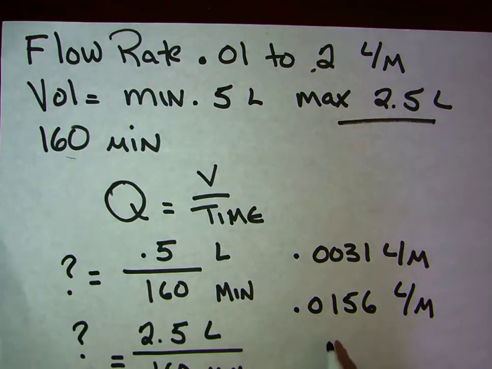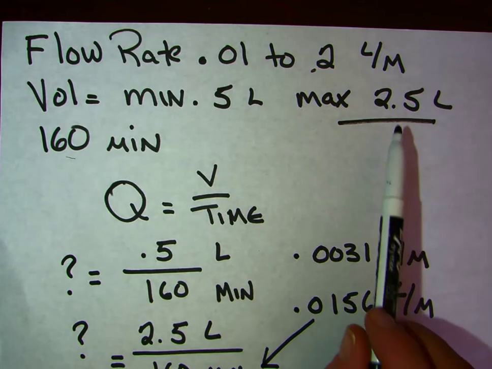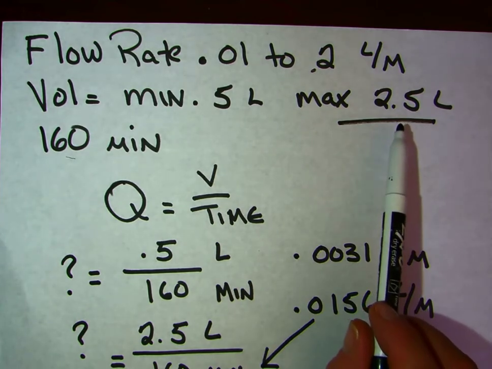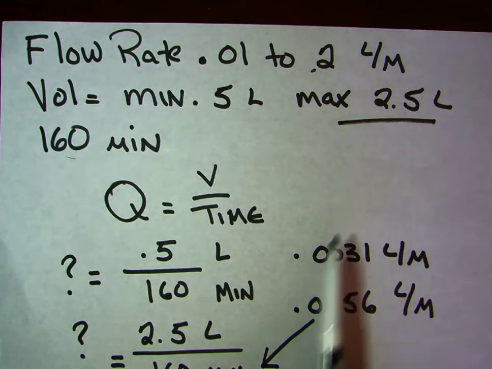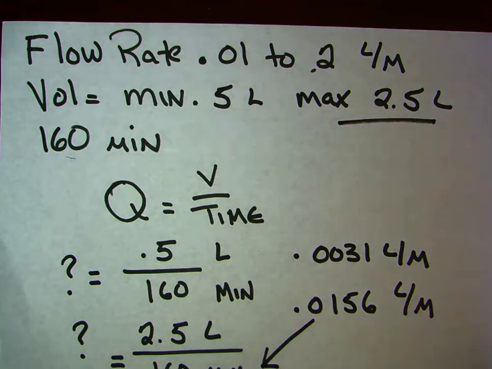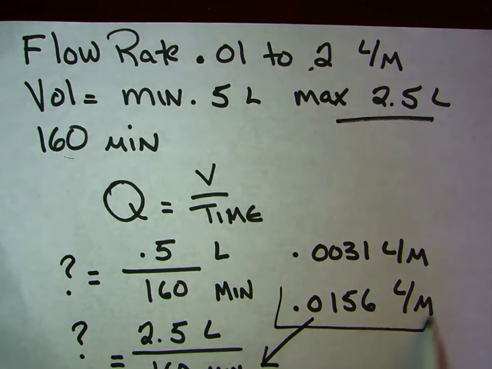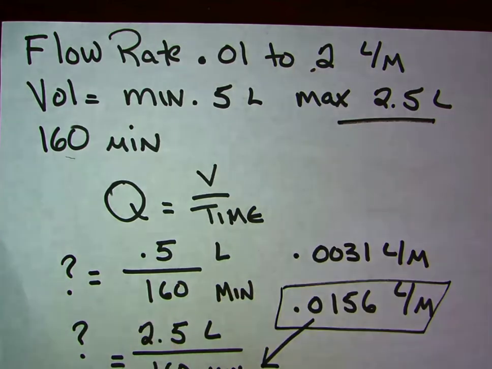So if we set our pump at 0.0156 liters per minute and run for 160 minutes, we'll pull 2.5 liters of air. 2.5 liters of air is our maximum volume, so we didn't go over our volume. If we pulled our maximum volume, we'll of course pull our minimum volume, and this flow rate is within our method. Therefore, we can sample for 160 minutes and take 3 samples over our 8-hour period.